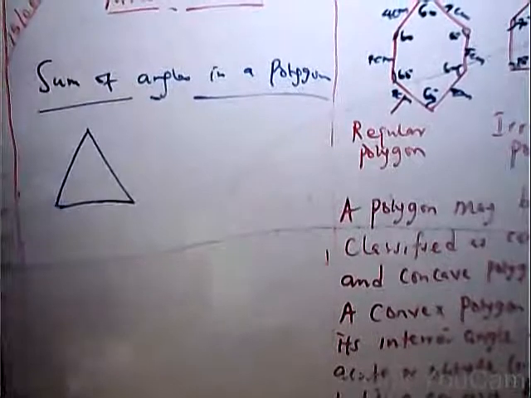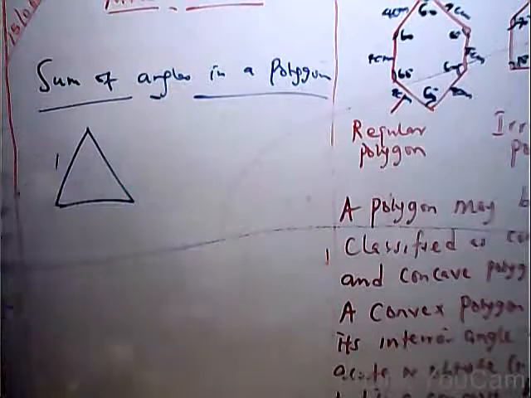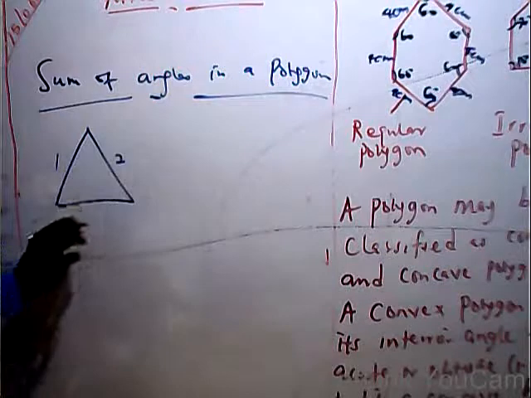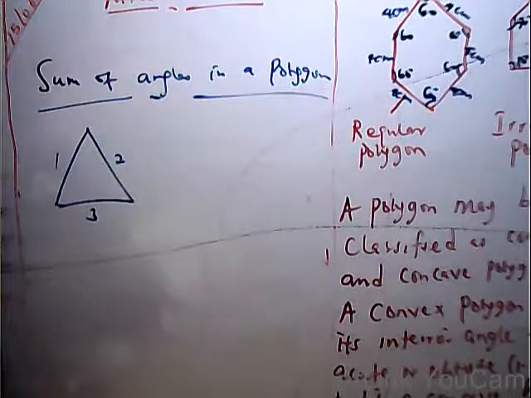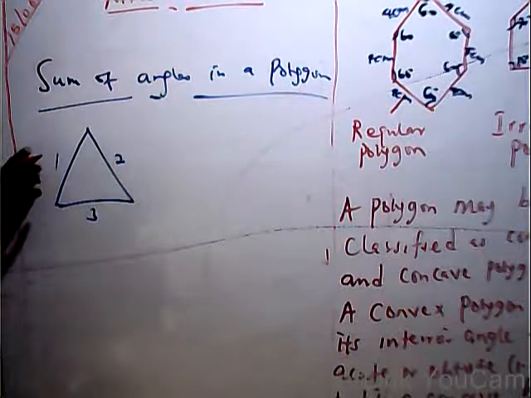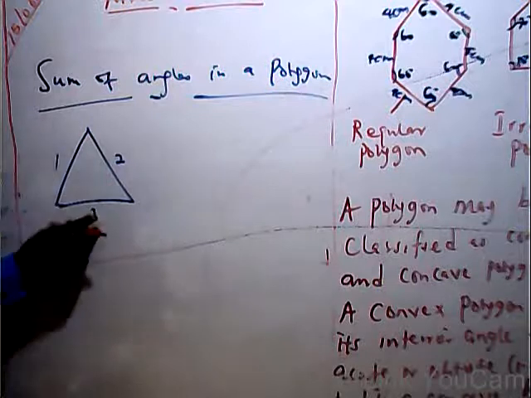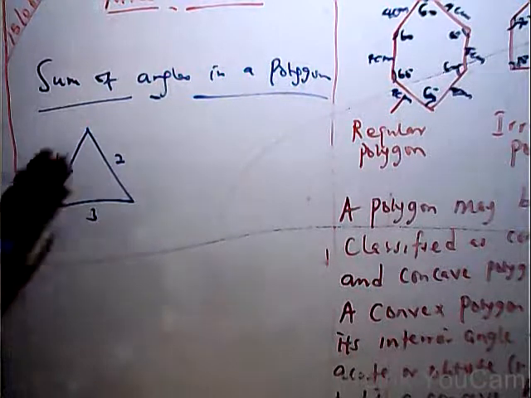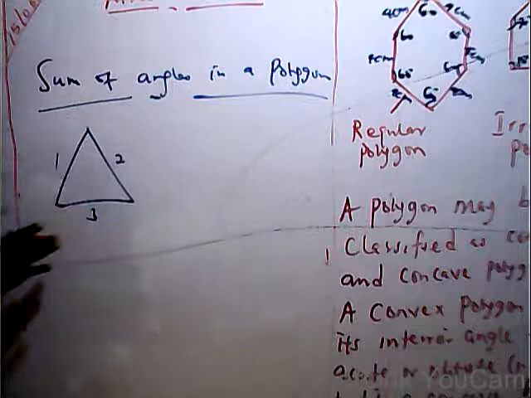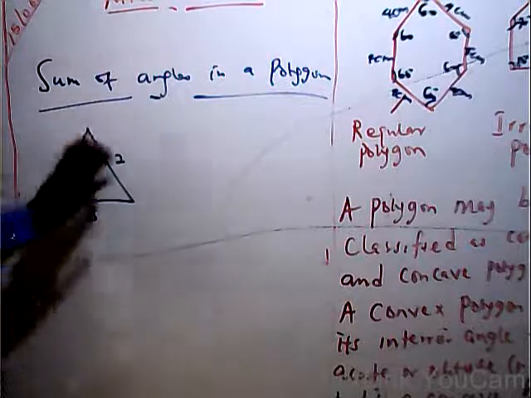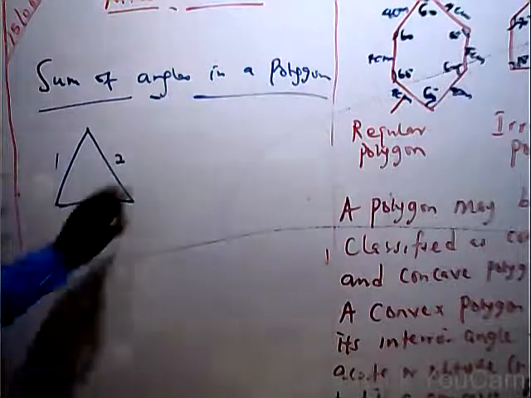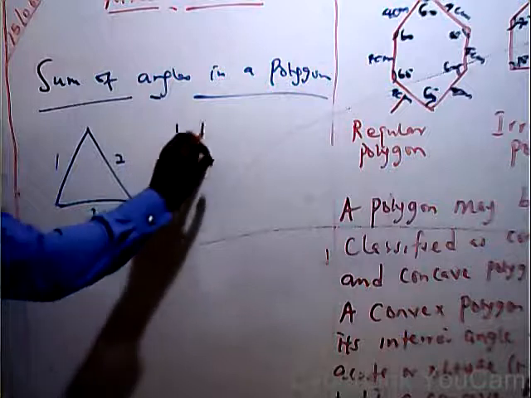Now look at this. When you have your triangle like this, look at it. Triangle is what? A polygon with 3 sides, right? So you have 1 here, we have 2, and we have 3. If you look at the side, that is 1, 2, 3. If you want to know the sum of angles here, that will give us 180.